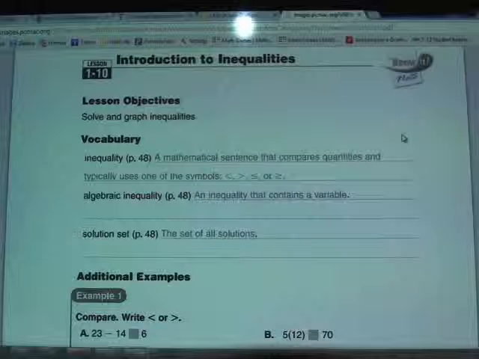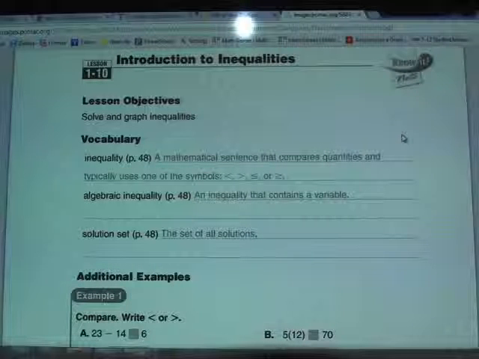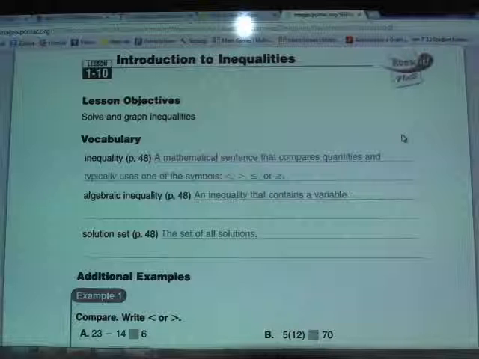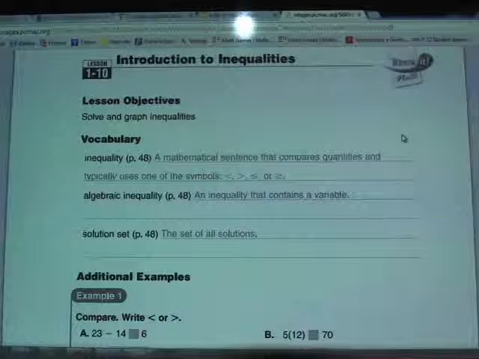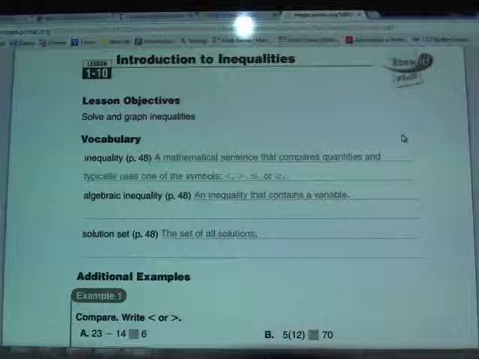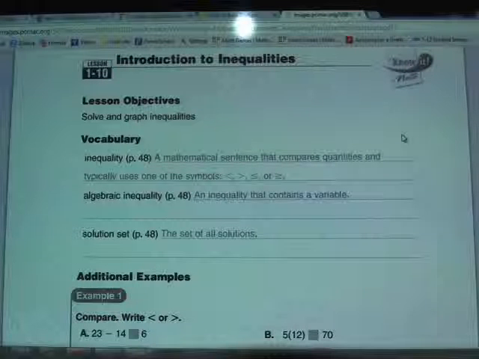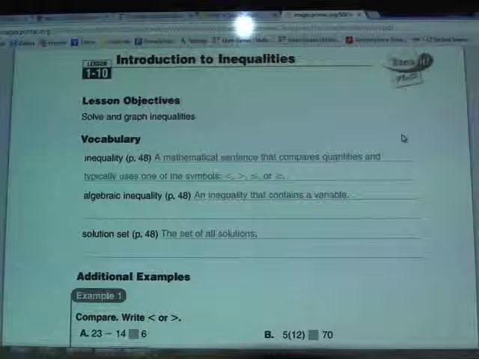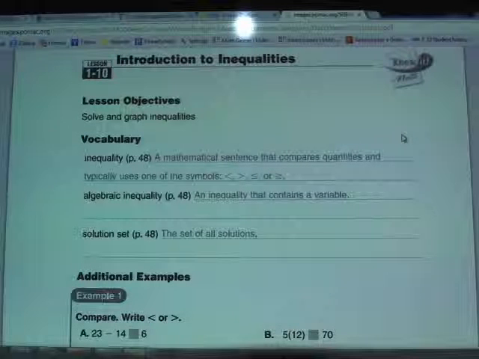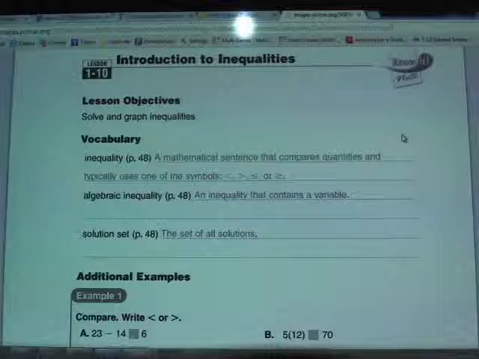An algebraic inequality is an inequality that contains a variable. And the solution set is the set of all solutions.